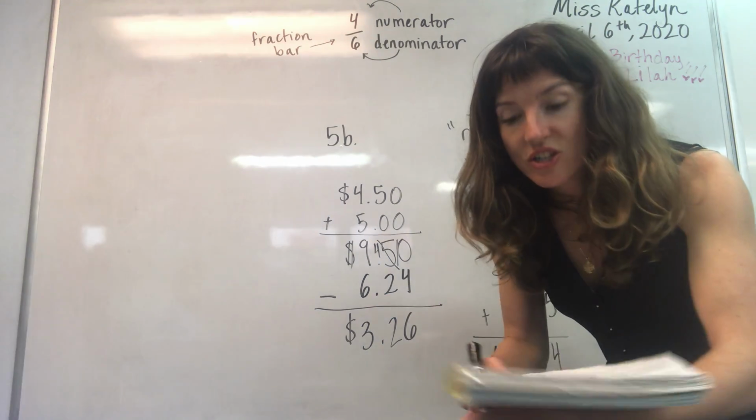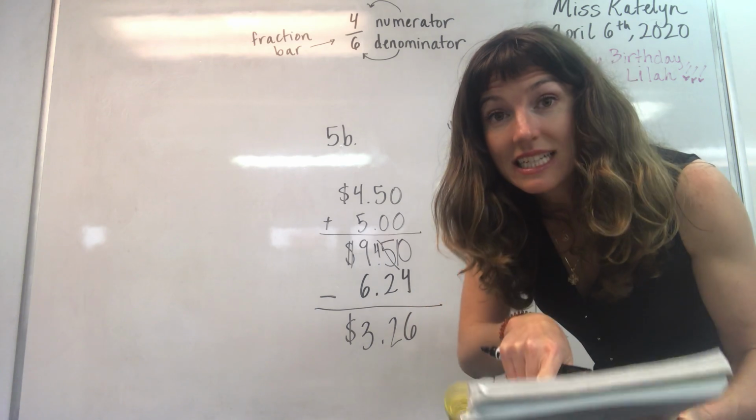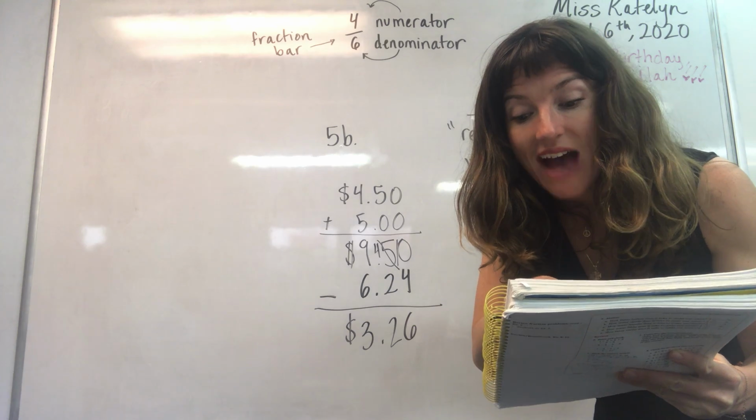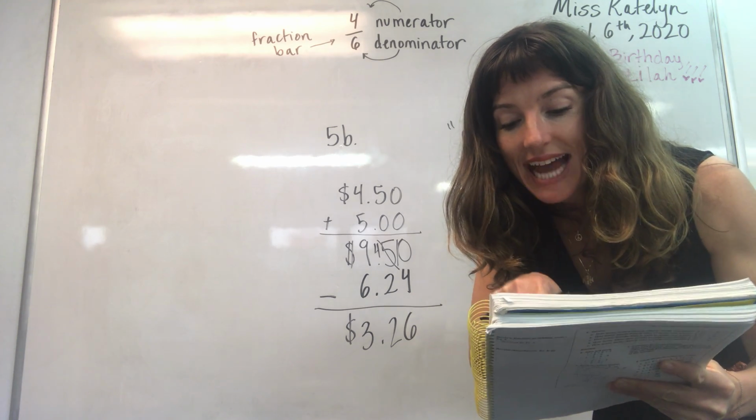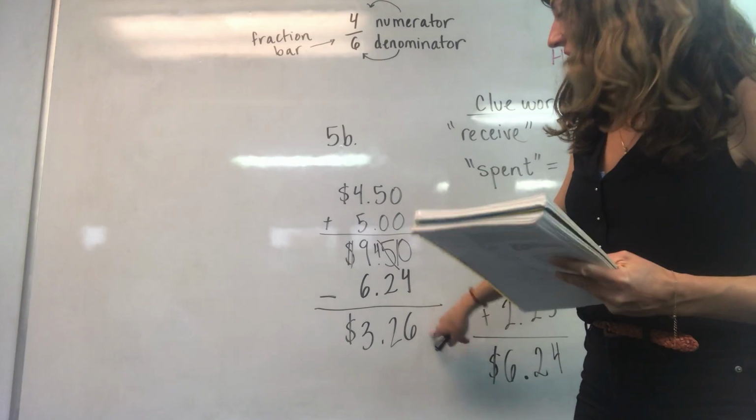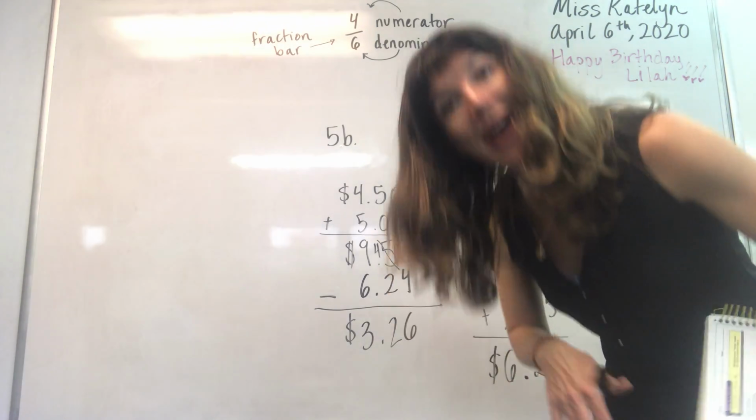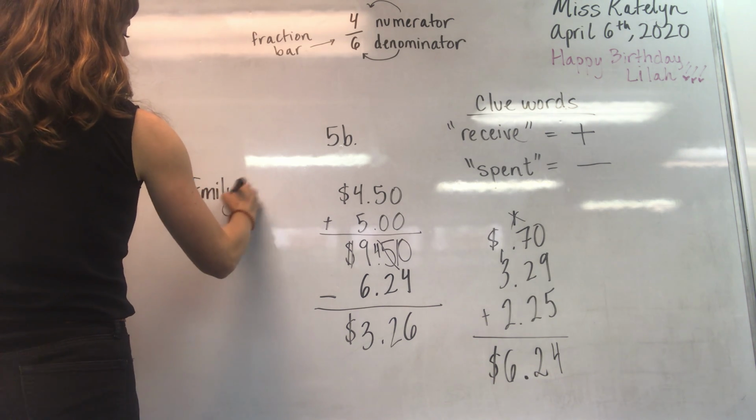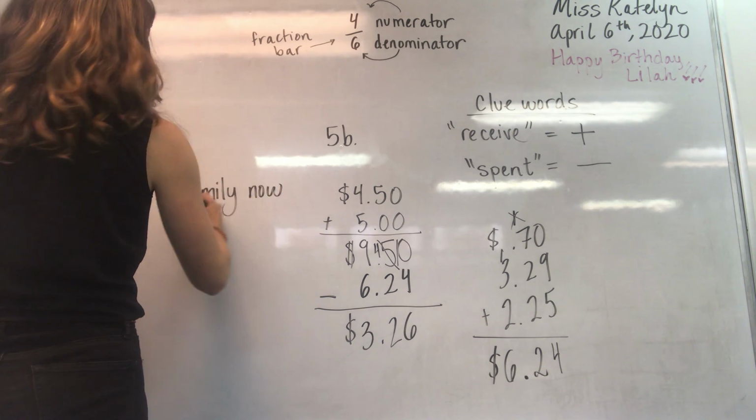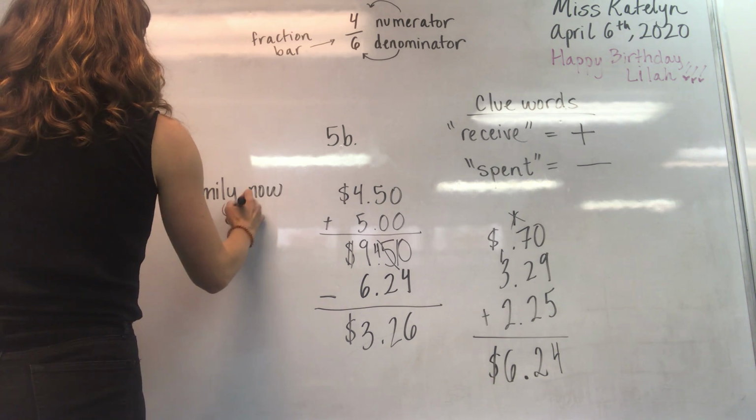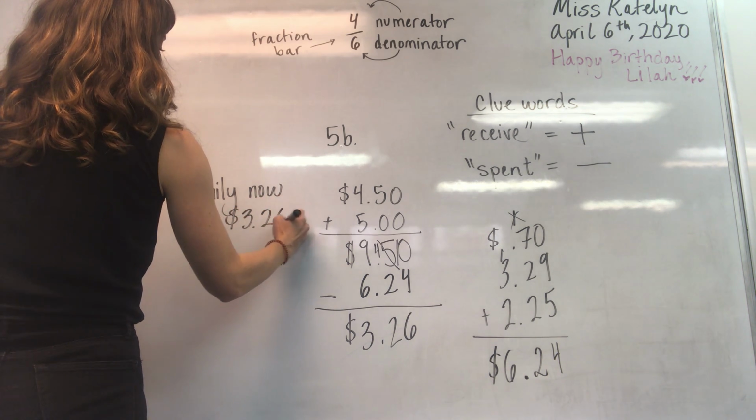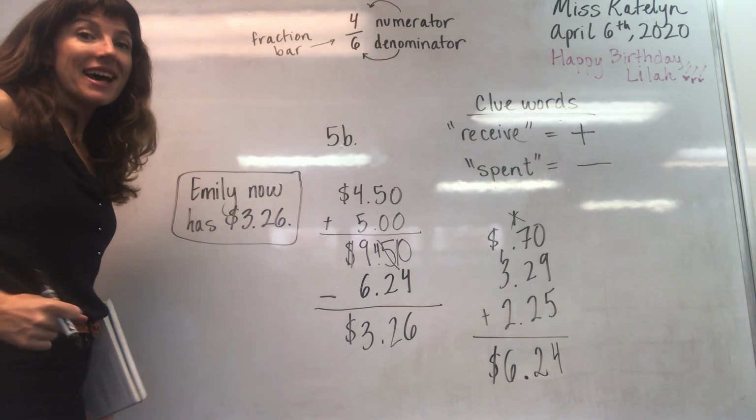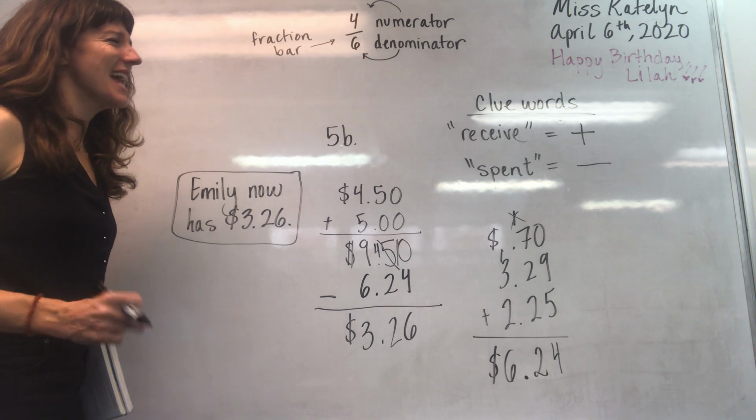Now, read the final question again. Put your finger on it right now. Find it. Find that final question. Put your finger on it. How much money does Emily have now? Emily has $3.26 now. Or you could say Emily now has $3.26, period. Circle. We're in the money. We're in the money.